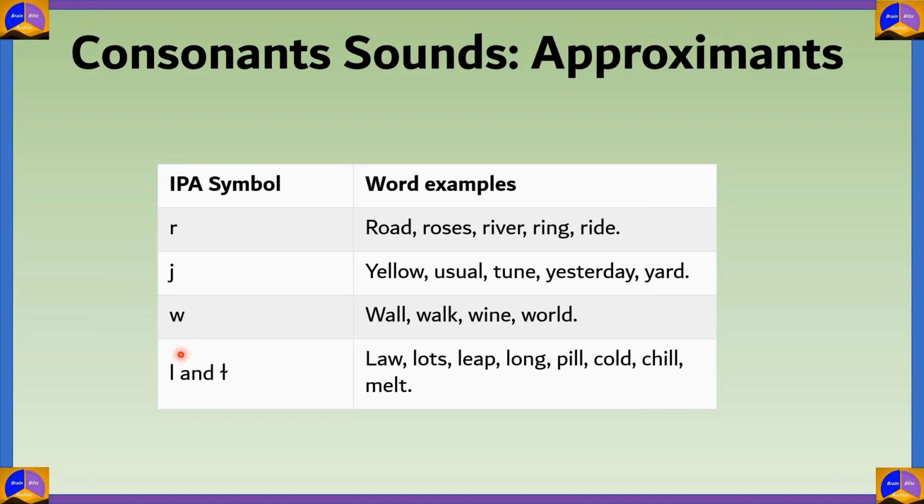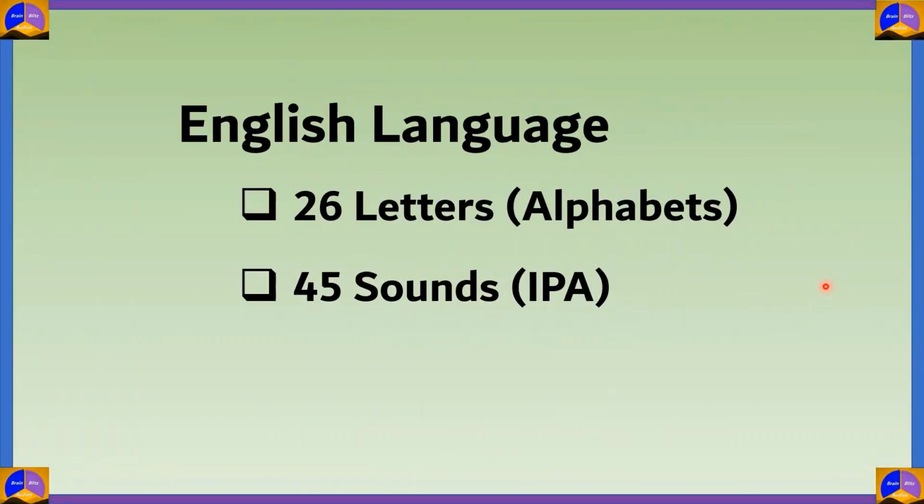Now it's represented by two symbols, a lowercase l and also a lowercase l with a strike through. So both of these IPA symbols mean the same thing. Words that use the sound include the words law, lots, leap, long, pill, cold, chill, melt, etc. Now, that concludes the approximant section of the consonants in the International Phonetic Alphabet. Approximants was the last section, so we have covered the 45 sounds which are present in the International Phonetic Alphabet.